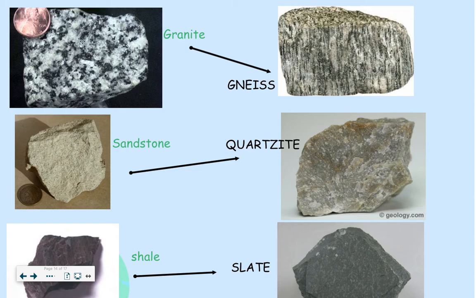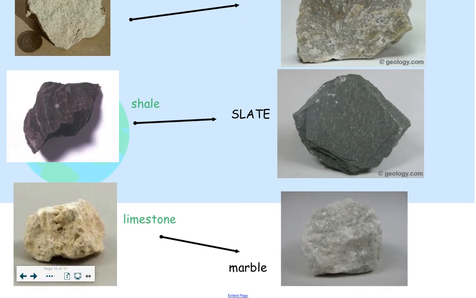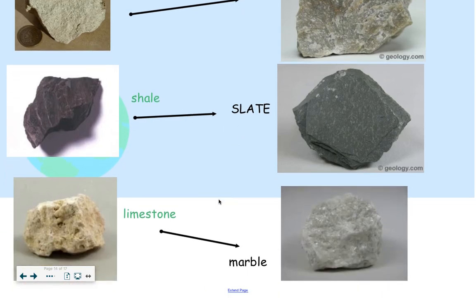Granite, the igneous rock, will turn into the metamorphic rock gneiss under high heat and pressure. Sandstone under high heat and pressure will turn into a metamorphic rock called quartzite. Shale will turn into slate, and limestone will be turned into marble. So these are some examples of how rocks change when they undergo high heat and pressure.